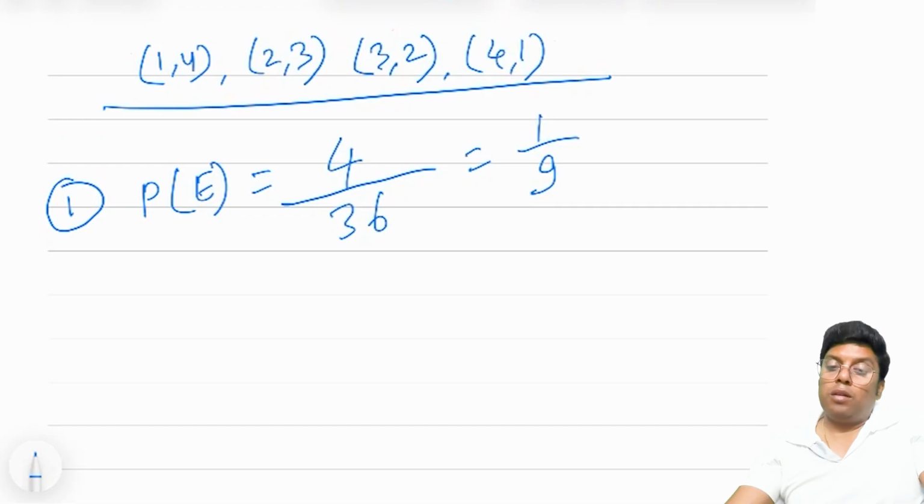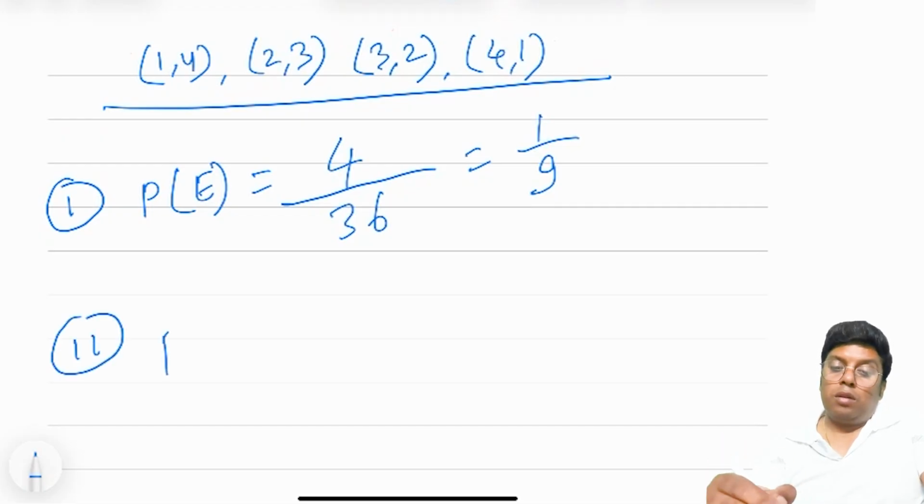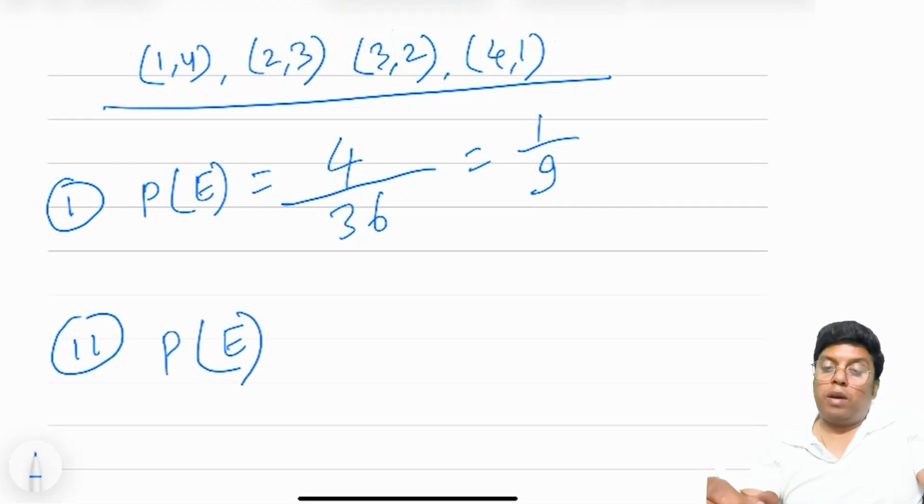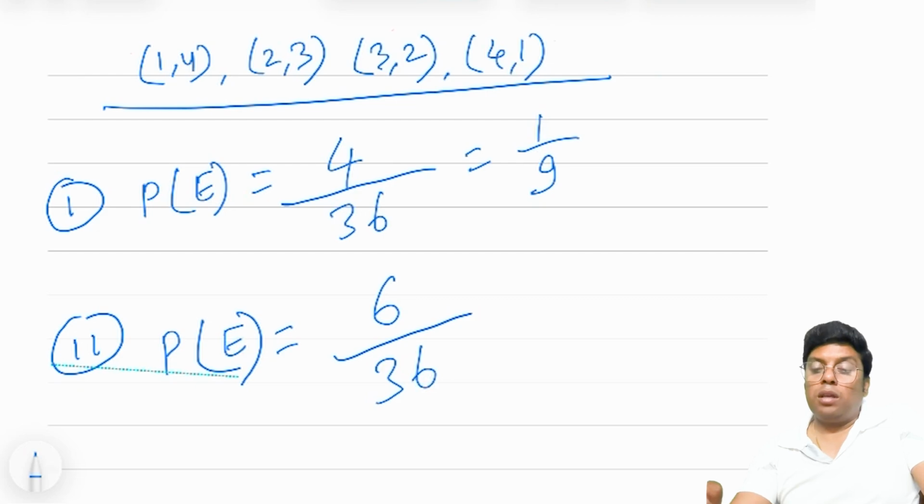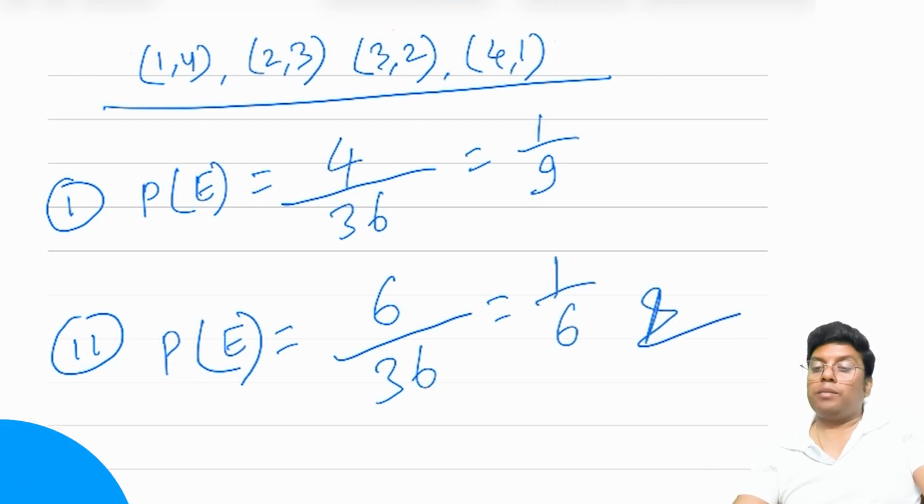So the probability of the required event in question number 2 will be number of favorable outcomes, which is equal to 6, and total number of outcomes is 36, which is equal to 1/6.